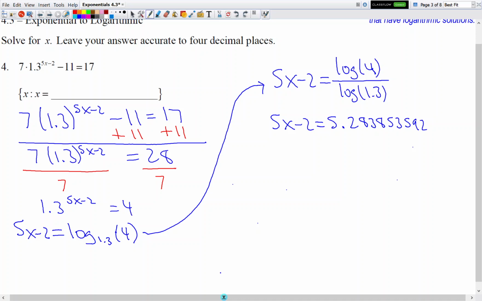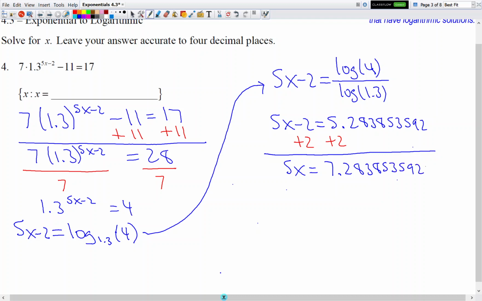Okay, so what do we do next? Do we get rid of negative 2 first, or do we get rid of 5? And hopefully you say get rid of negative 2. And I do that by adding 2. Okay, so it's easy. Adding 2 to a decimal is really easy because the decimal is not going to change. Only the number in front of the decimal is going to change. So we're going to get 5x on the left. And all the decimals on the right side are not going to change. This 5 is just going to turn into a 7 with the same exact decimals: 2, 8, 3, 8, 5, 3, 5, 9, 2.